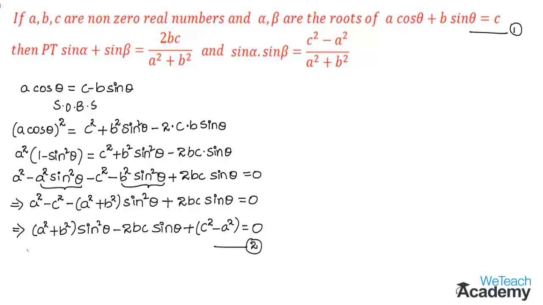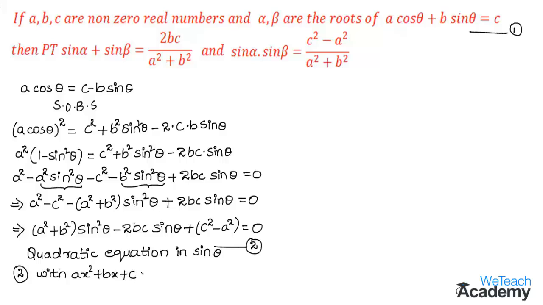So here by observing, this is a quadratic equation in sin theta. So let us compare equation 2 with the quadratic equation ax square plus bx plus c. By comparing both the equations, we get the value of a as a square plus b square, the value of b as minus 2bc, and the constant term c will be equal to c square minus a square. So here, as we already know that alpha, beta are the roots of equation 1, sin alpha, sin beta are the roots of equation 2.